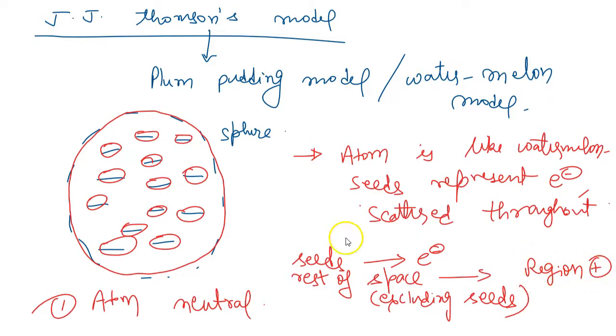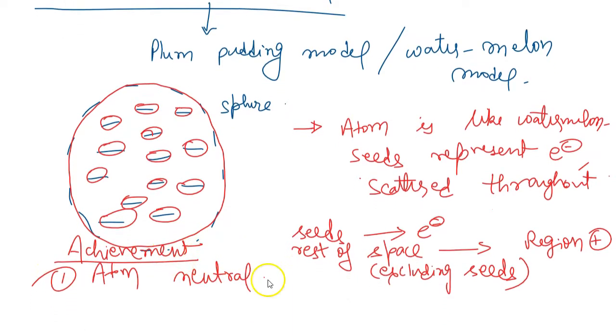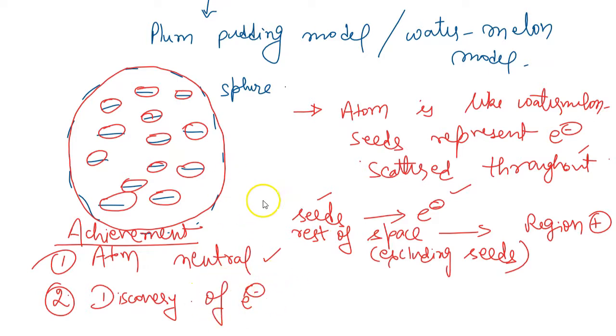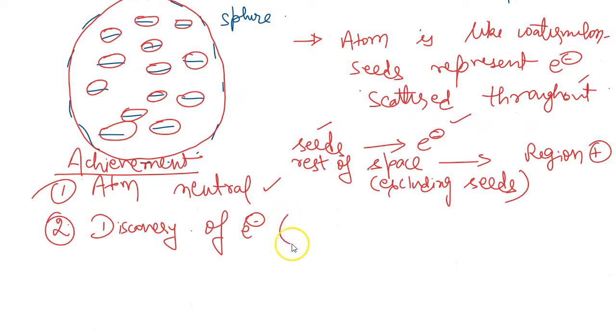Now you can see again this is a very big limitation, but if you look at the advantages of J.J. Thomson's model, or you can say the achievements, the biggest achievement was that atom is electrically neutral. He was able to give a good theory which aligns with the present theory we accept, and the credit for the discovery of electron. He said that seeds behave as an electron. That means he took into consideration that electron is a negatively charged particle. So for the discovery of electron, the credit goes to J.J. Thomson, and he said that electron is negatively charged.